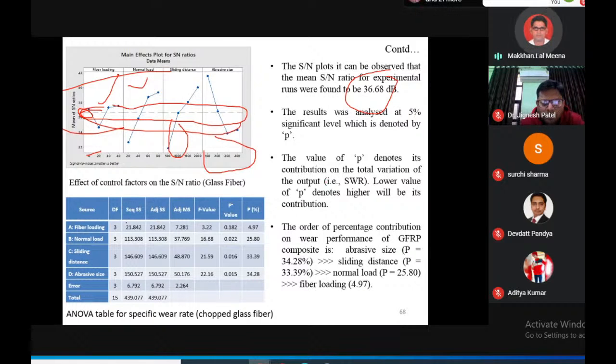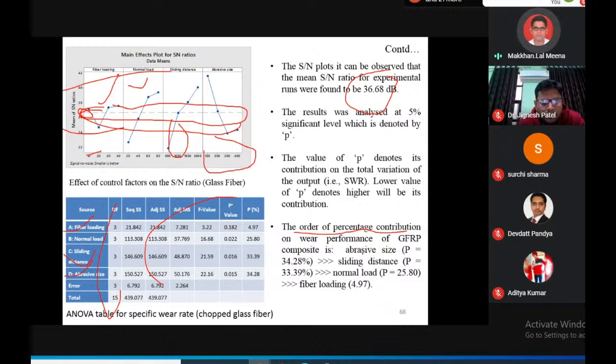These are the factors: factor A, fiber loading; factor B, normal load; and sliding distance and abrasive size. These are the degrees of freedom, and these are the final results. So we can see the order of percentage contribution on wear performance of glass fiber.